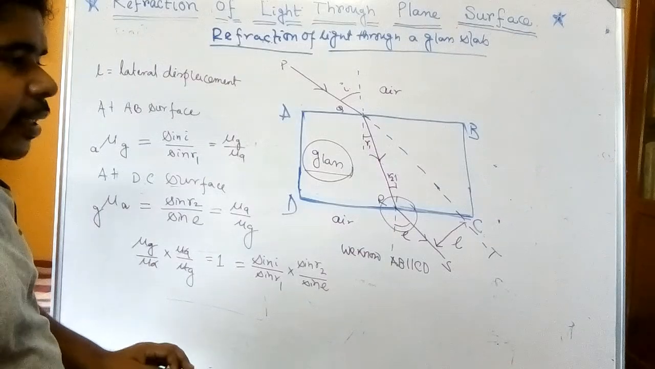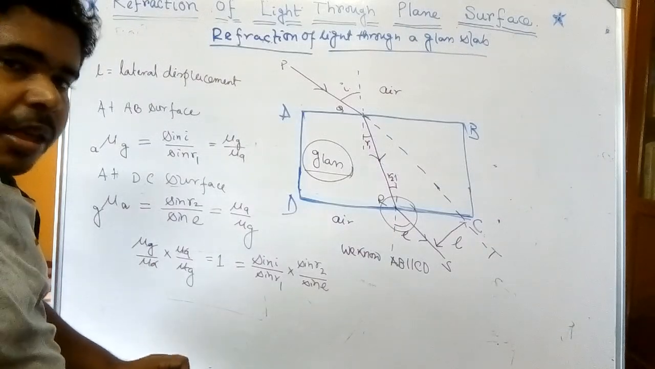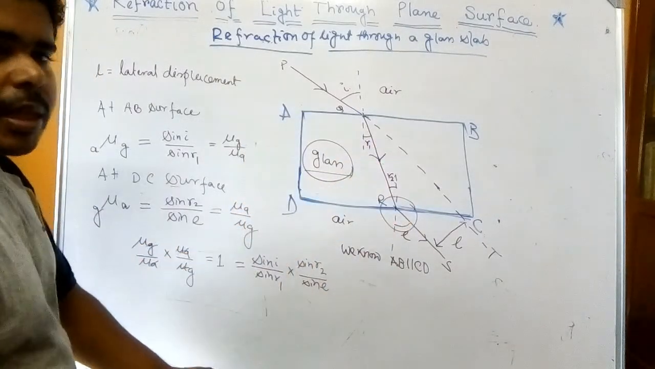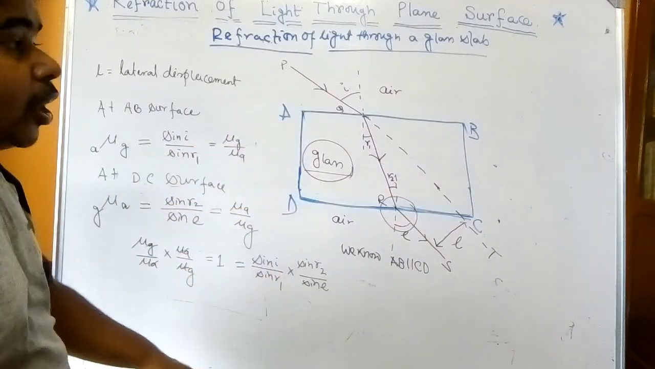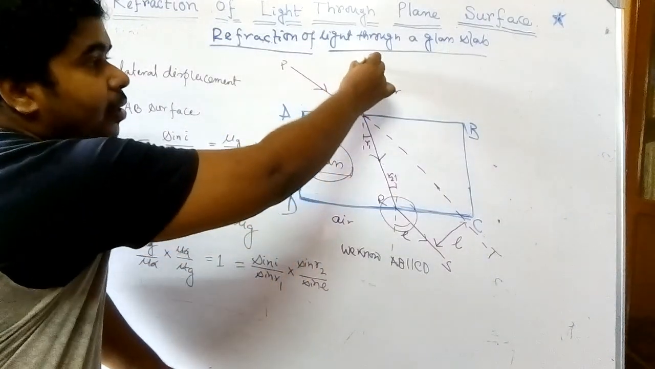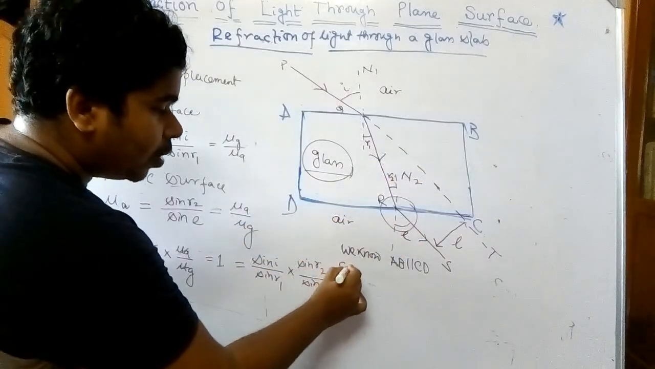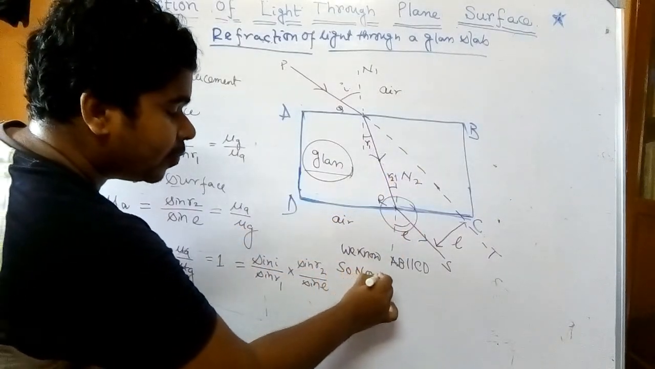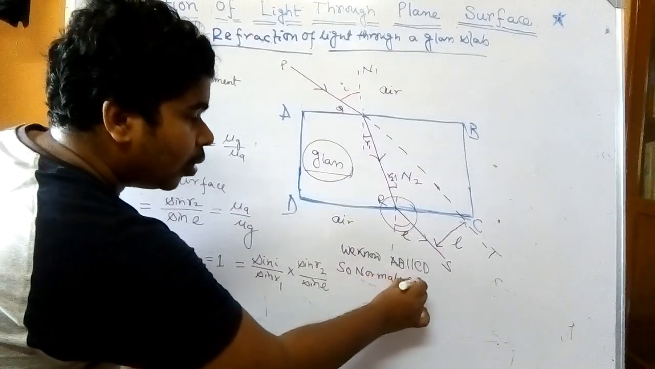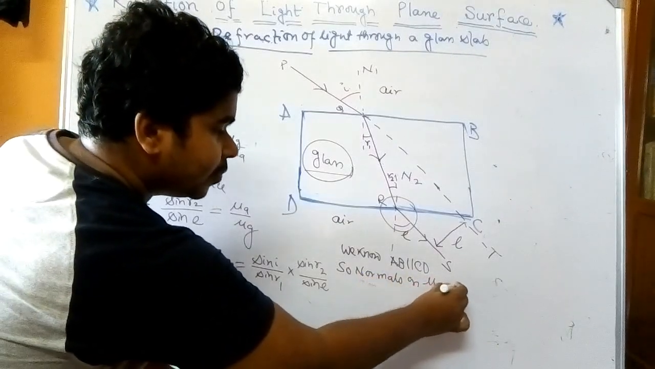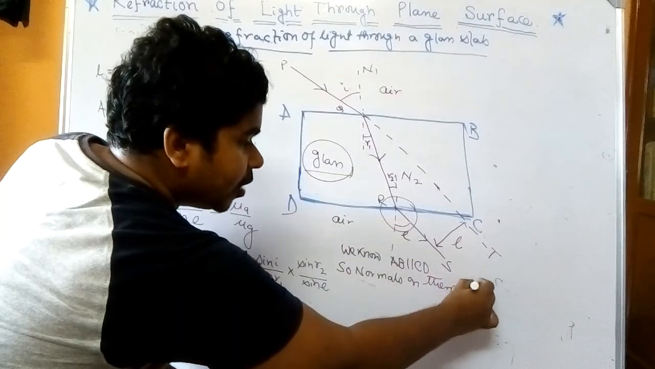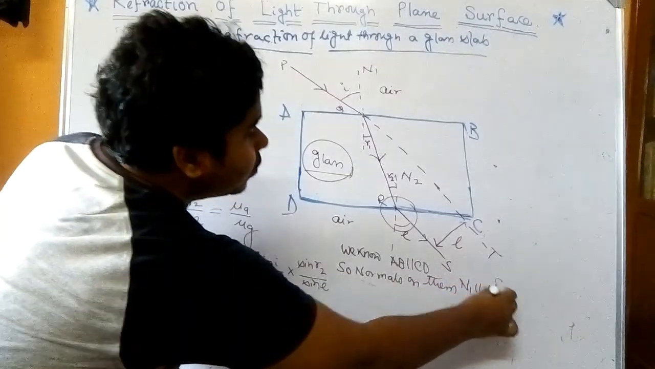AB and CD, they are parallel. Clear? Because this is a glass slab. Slab means the opposite sides are parallel. So the normals, if I mention them as N1 and N2, N1 is parallel to N2.